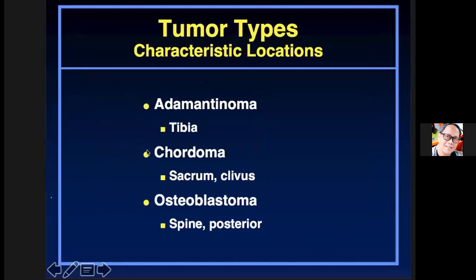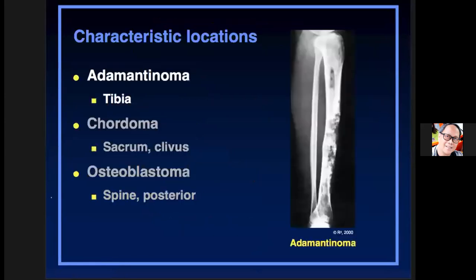Chordoma. Okay, the word chordoma, these are notochordal in origin, so they usually involve the sacrum and the clivus. Where is the clivus, by the way? Can anyone tell me where the clivus is? Where is it found? Okay, at the base of the skull. Occiput? Not really the occiput, but let me show you.